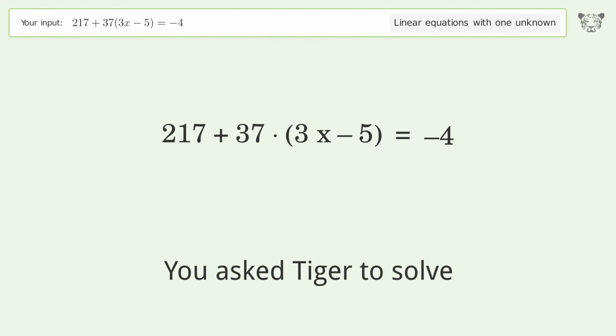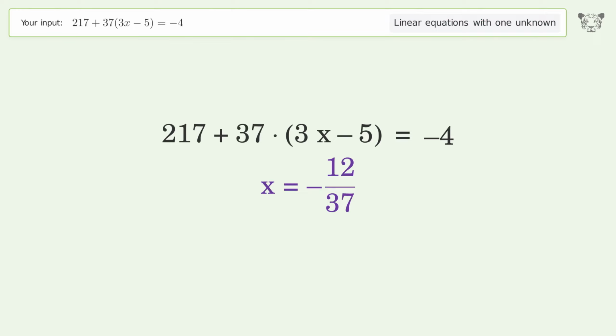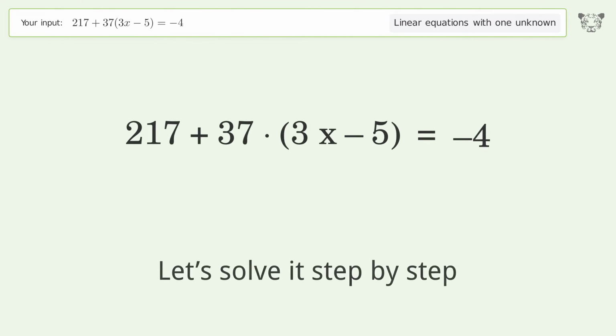You ask Tiger to solve this. This deals with linear equations with one unknown. The final result is x equals -12/37. Let's solve it step by step.